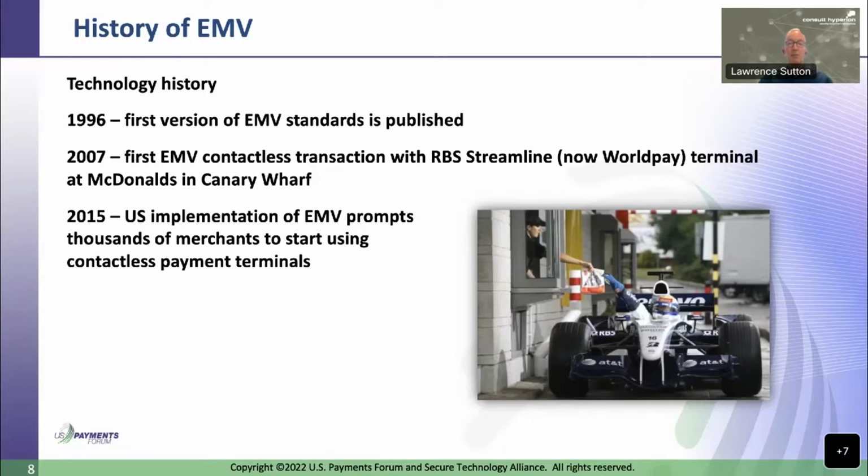The initial groundwork for open payments goes back to 1996, when EMVCo published the EMV standards, and these were initially implemented using contact chips and have now expanded to contactless chips and also to mobile devices that communicate via NFC technology. Then, in 2007, we had the first EMV contactless transaction with RBS Streamline, now WorldPay from FIS. It was at a McDonald's in Canary Wharf in the UK, and the customer drove a race car to emphasize the speed of the transaction.